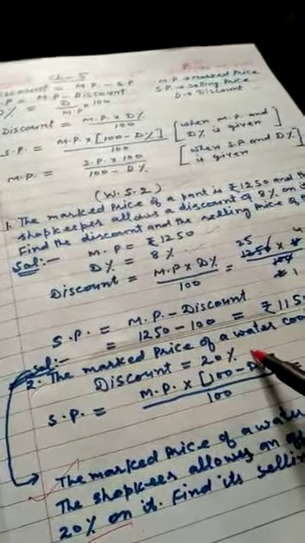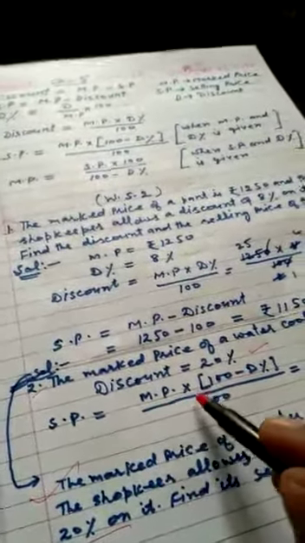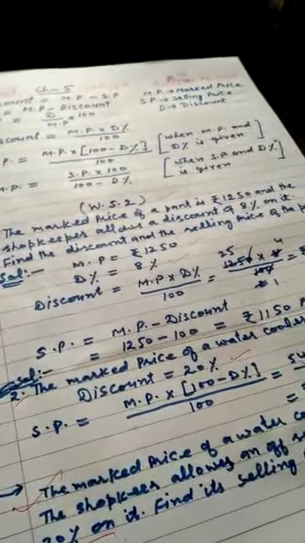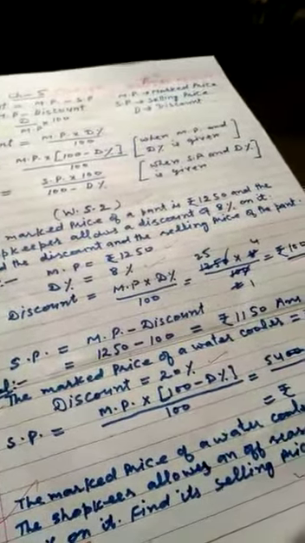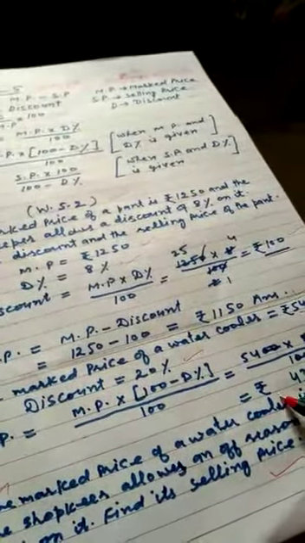Discount is equal to 20%. SP is equal to MP multiplied by (100 minus D percent) upon 100, that is 5400 multiplied by 80 upon 100, is equal to rupees 4320. Now come to question number 3.